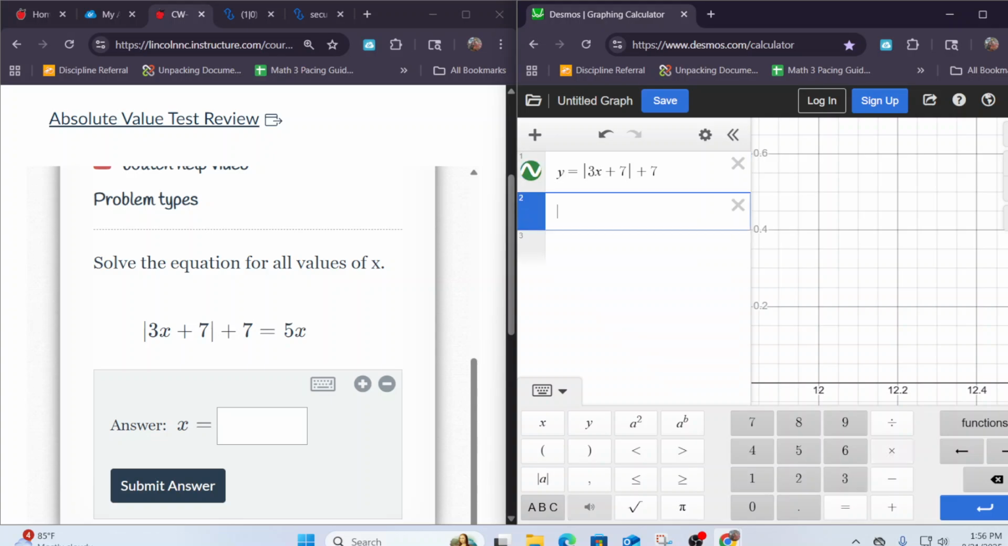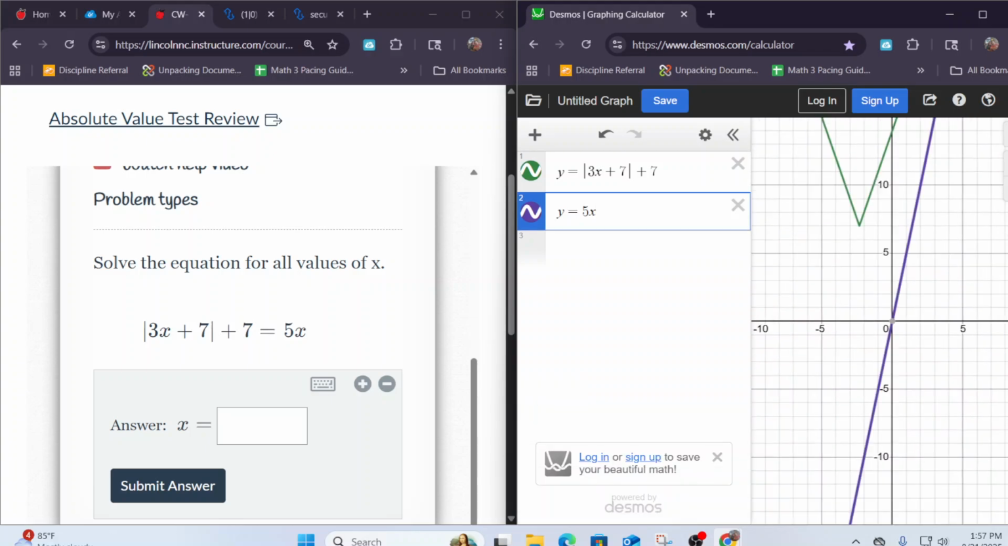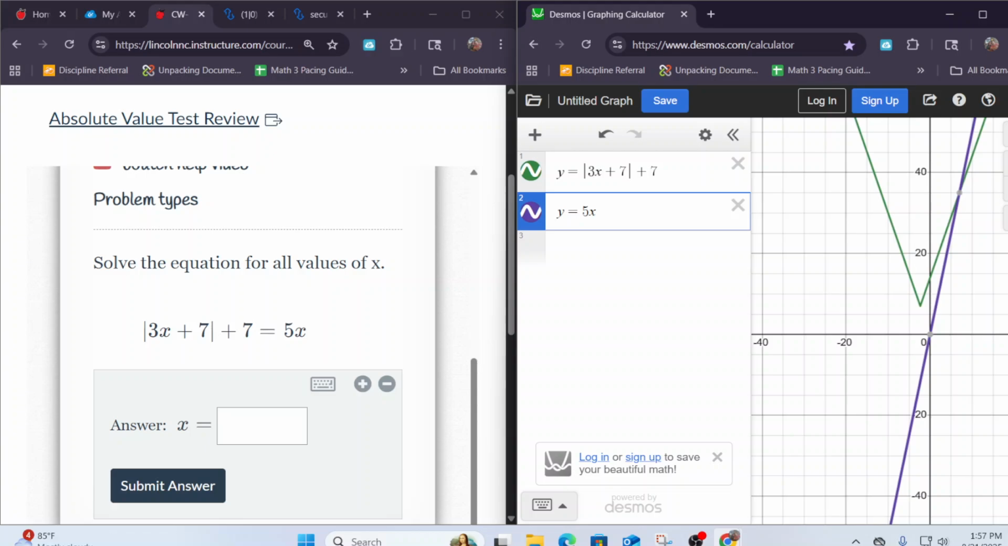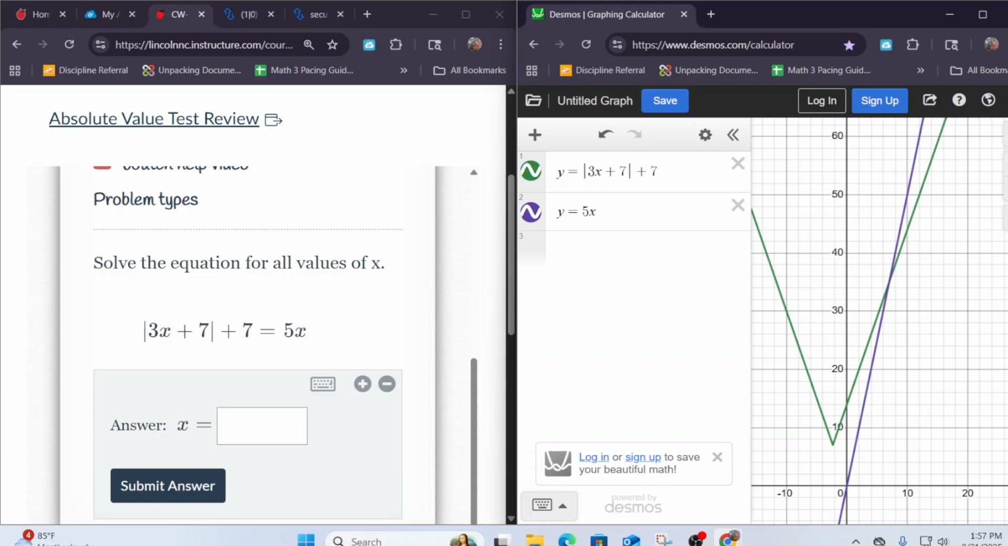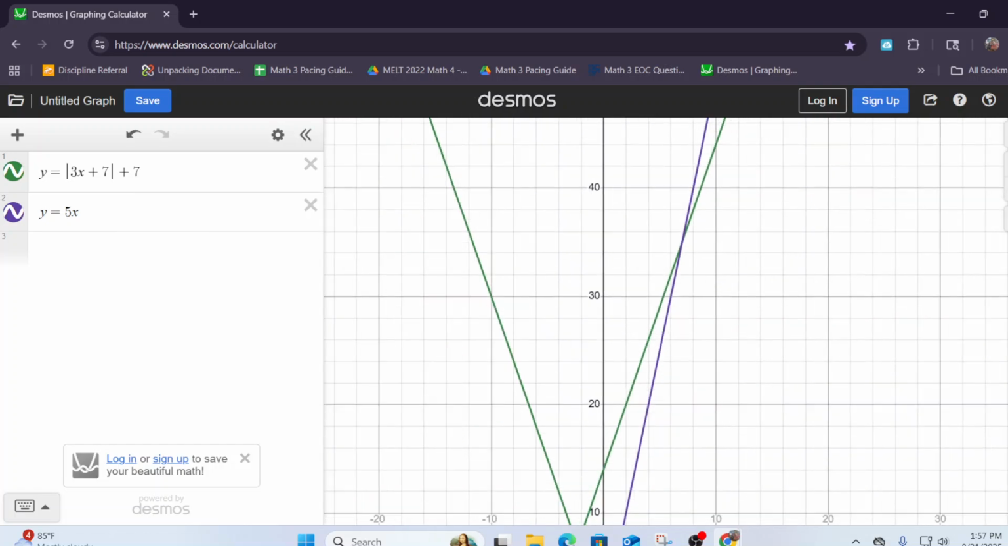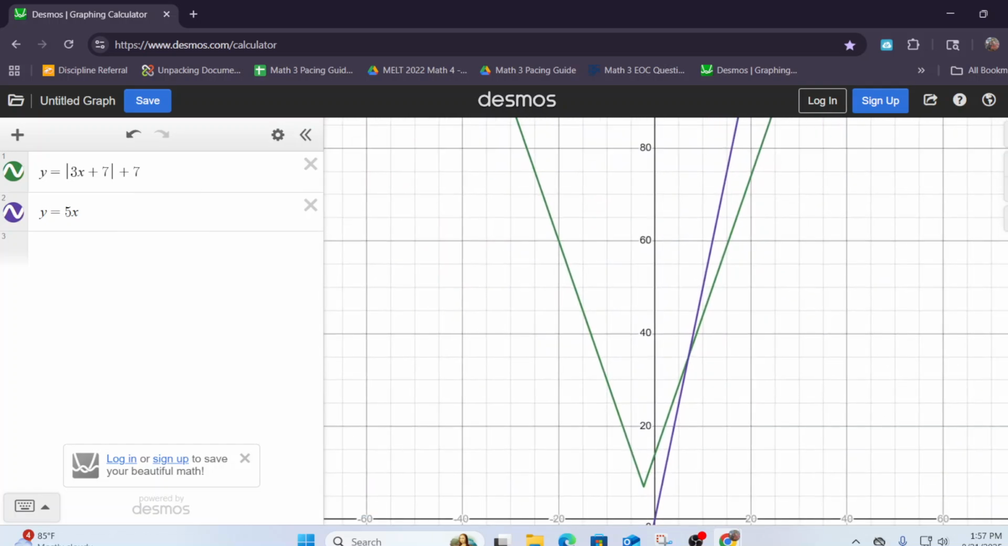All right, then you're going to go down here, put y equals 5x. This is actually a good one to start with. How many times does the purple cross the green absolute value? Once, right? So guys, remember, if it crosses, that's the solution. So how many solutions do you have for this one? Just one. Okay, so that being said, that's going to be your only answer.